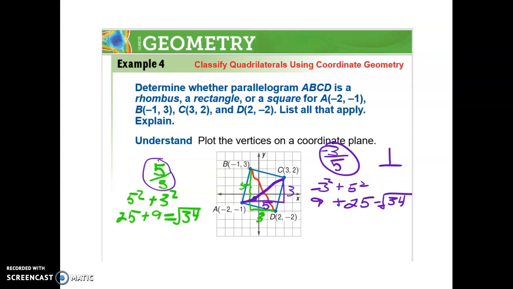You can verify ABCD is a square by using the distance formula to show that all four sides are congruent, and by using the slope formula to show consecutive sides that are perpendicular. But there's no need for us to do that in this case. Okay, so there's our example for that one.